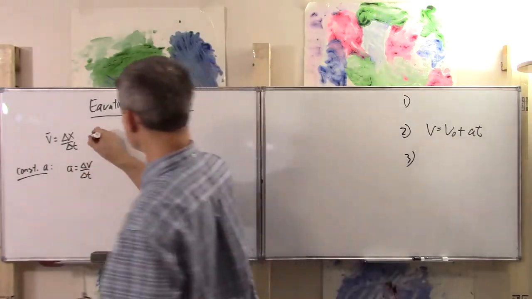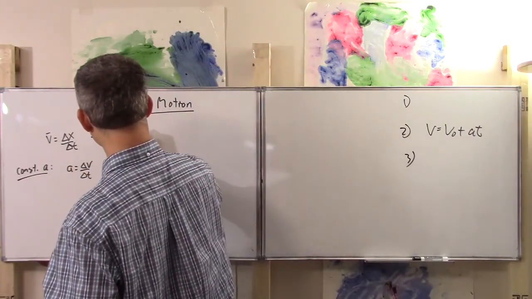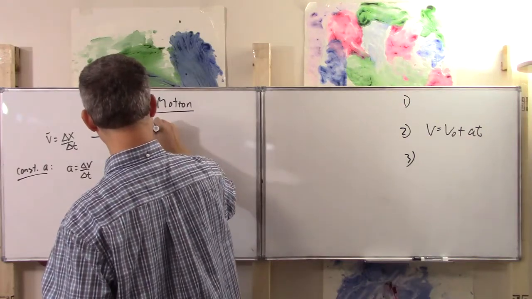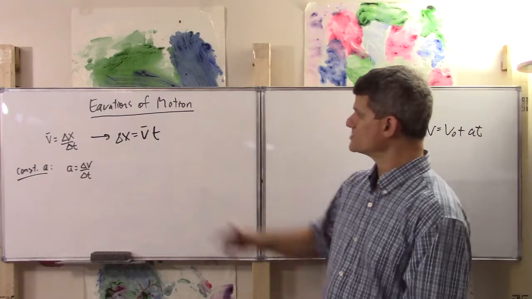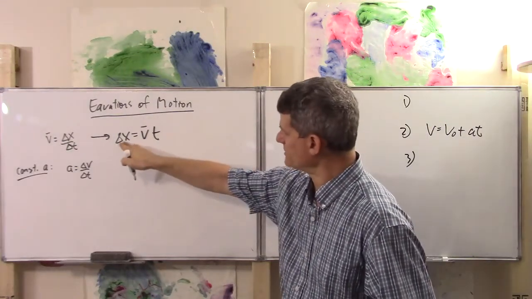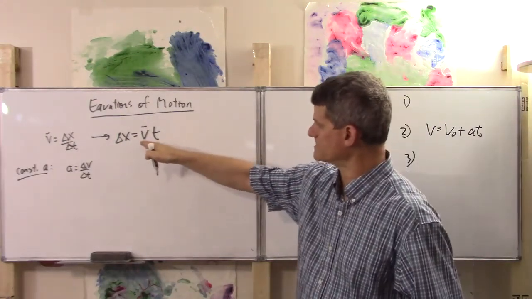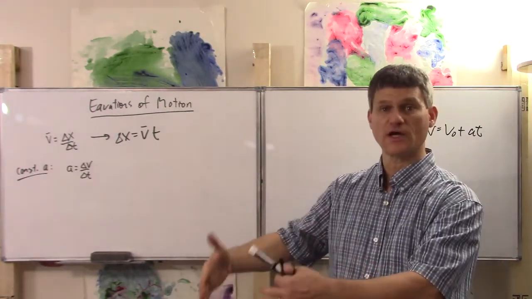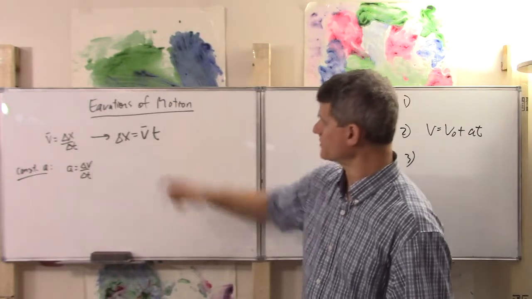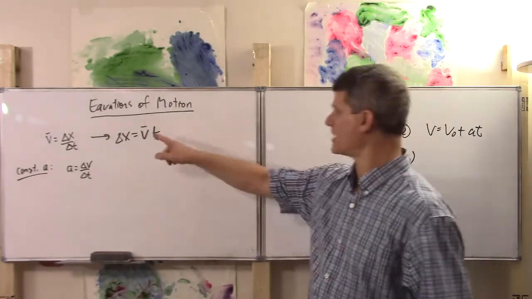If we rearrange this as delta x equals average velocity times time, so remember delta t just becomes t. So now we sort of have delta x as a function of time, but we have this average velocity here. We don't always know the average velocity when you start a problem. So we need to do something with that. So let's look at another expression for average velocity.